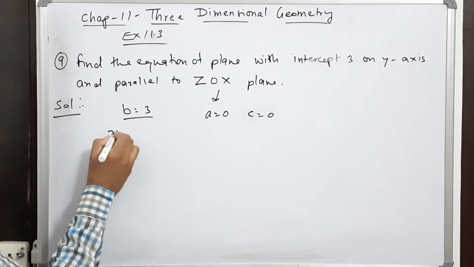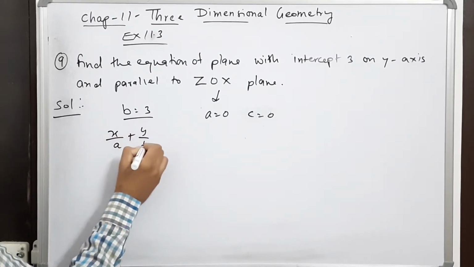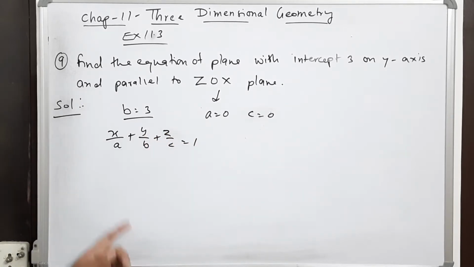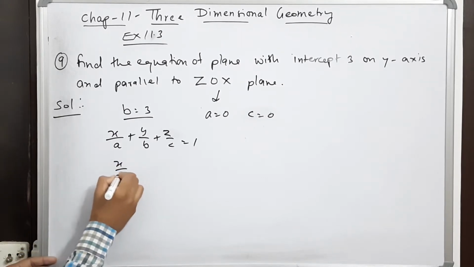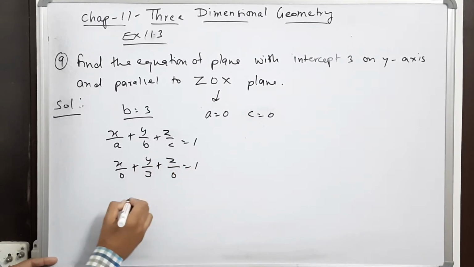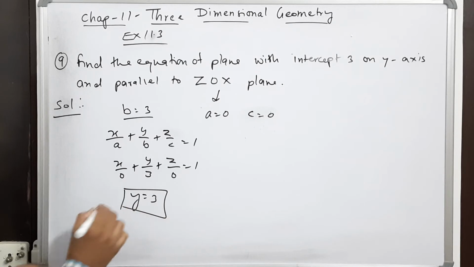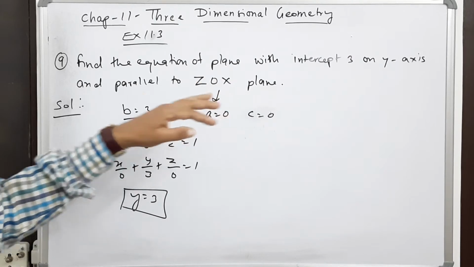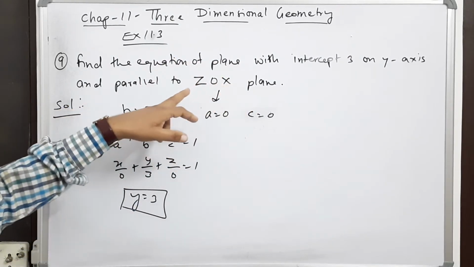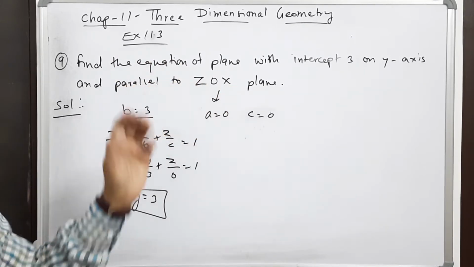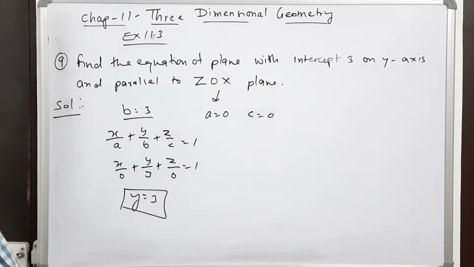The answer will be x upon a plus y upon b plus z upon c equals 1, meaning we are using the intercept form. So it is x upon 0 plus y upon 3 plus z upon 0 equals 1. So the final answer is y equals 3. In this way we get the equation of the plane when it is parallel to any of the planes. Here I have taken the example of ZOX. You can take XOY or YOZ, so 3 questions can be framed here. In this way we answer this particular problem.